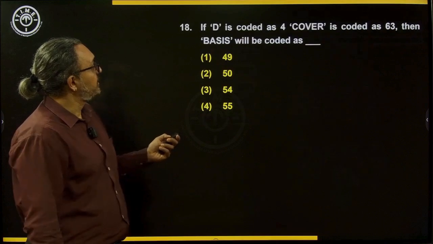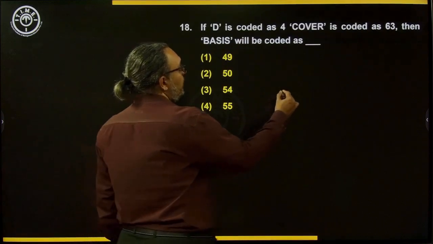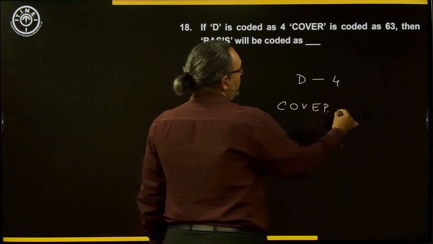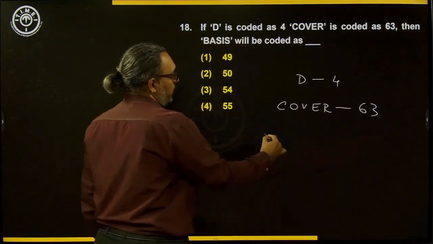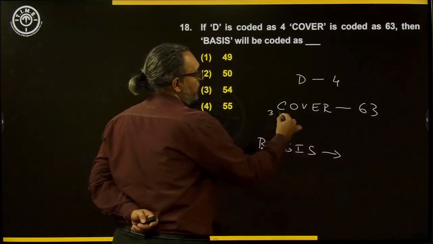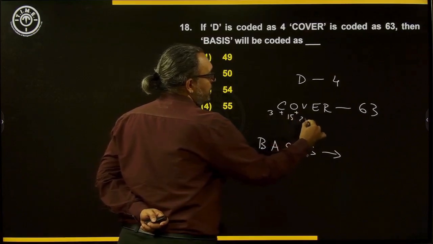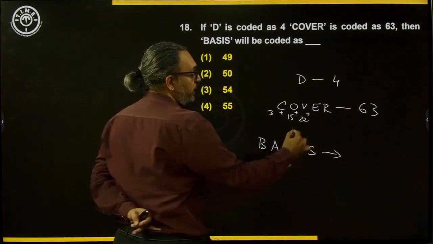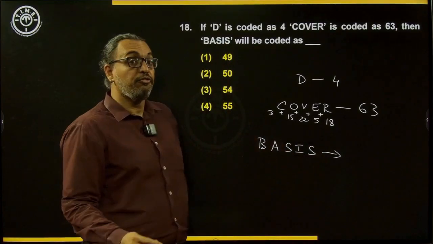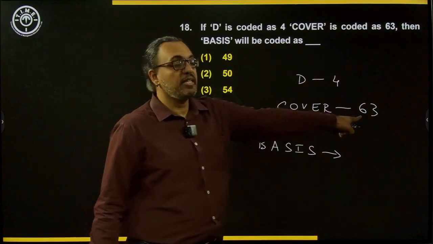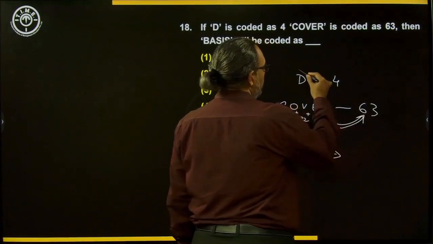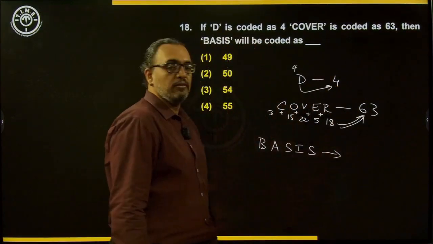Then next, if D is coded as 4, so place value of D is what? 4. Then cover is coded as 63. So what is the code for basis, he says. Okay, so let me take the place values. 3 plus 15, 18 plus 22, 40 plus 5, 45 plus 18. Yeah, 45 plus 20 is 65. 2 less than 20, so 63. So sum of the place values is the logic. So you do the same.